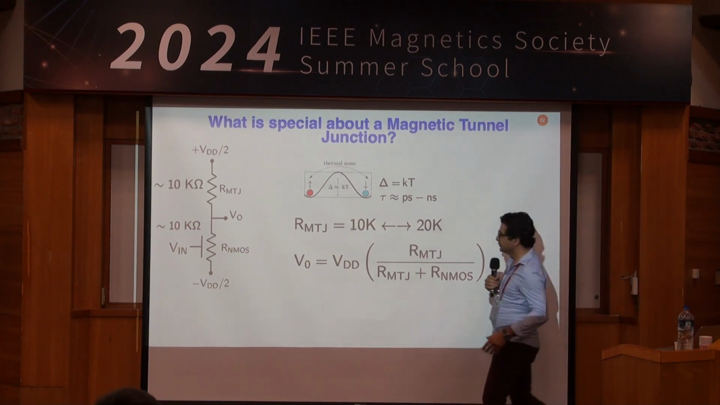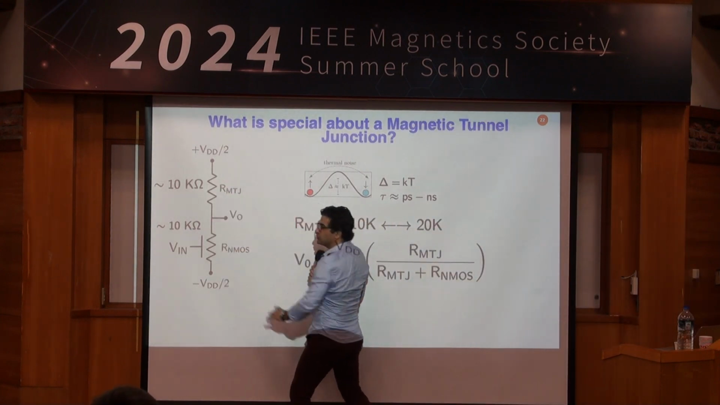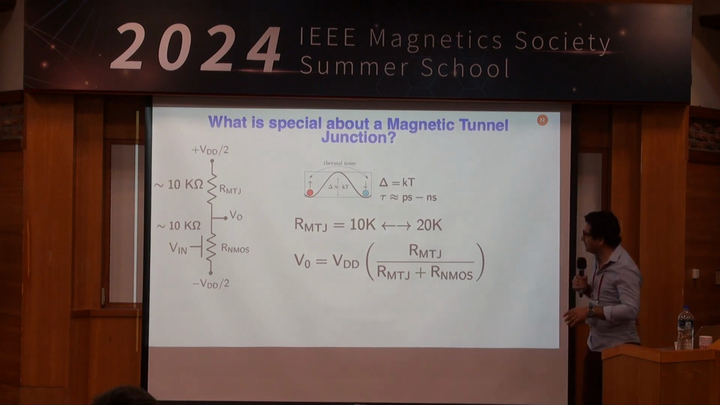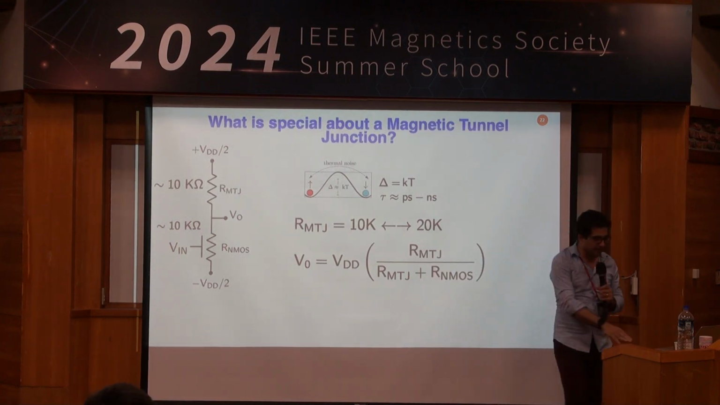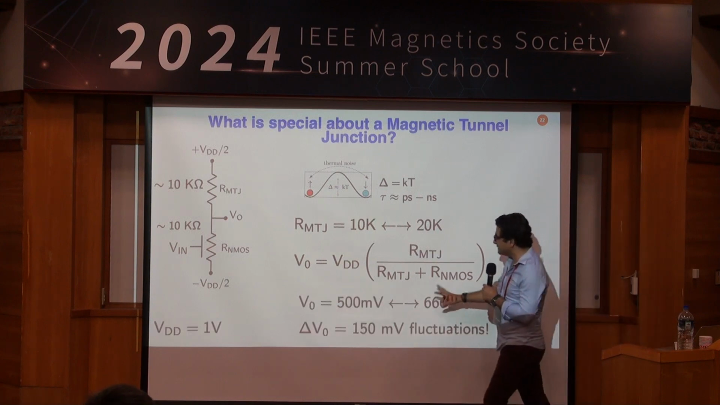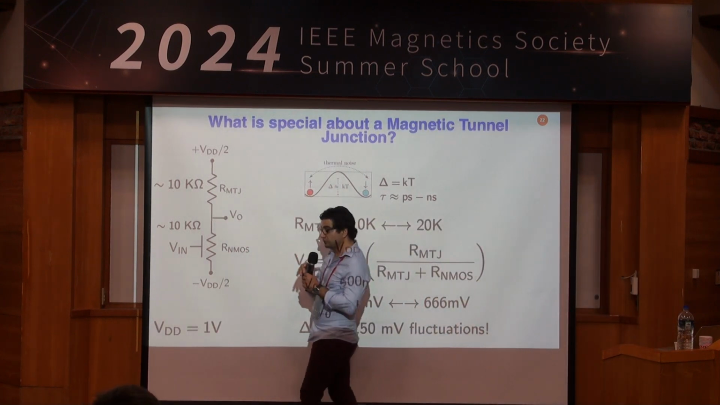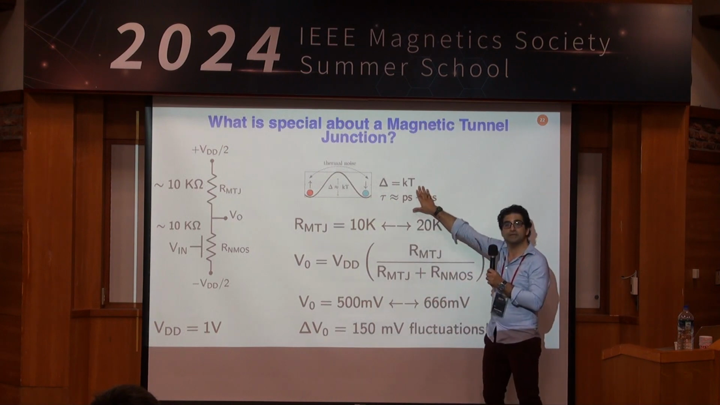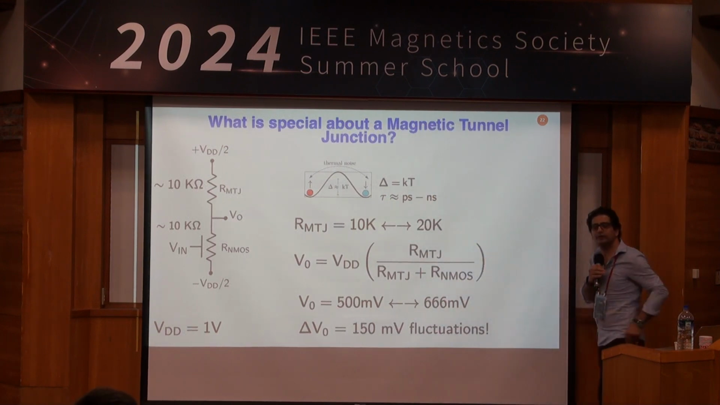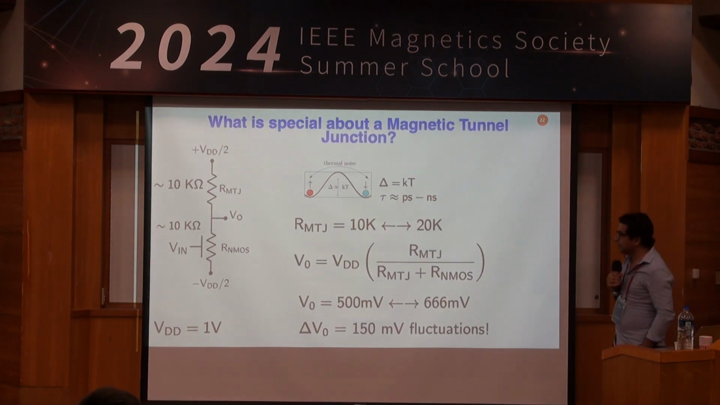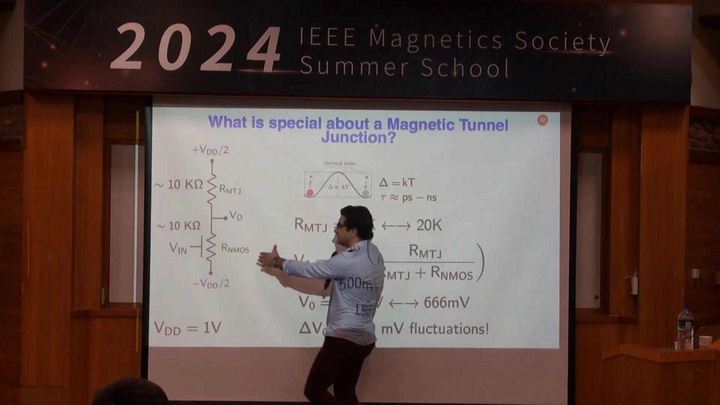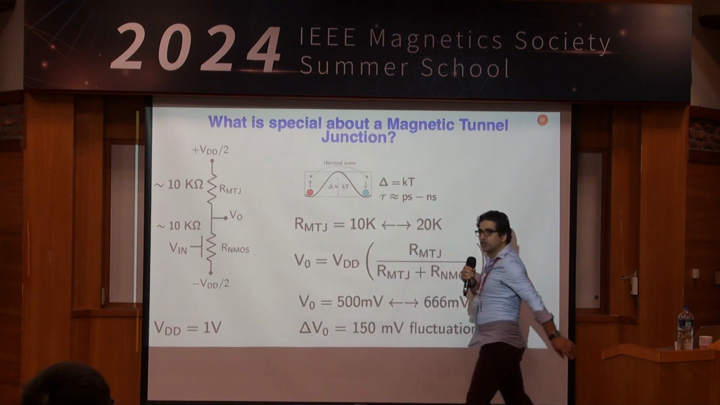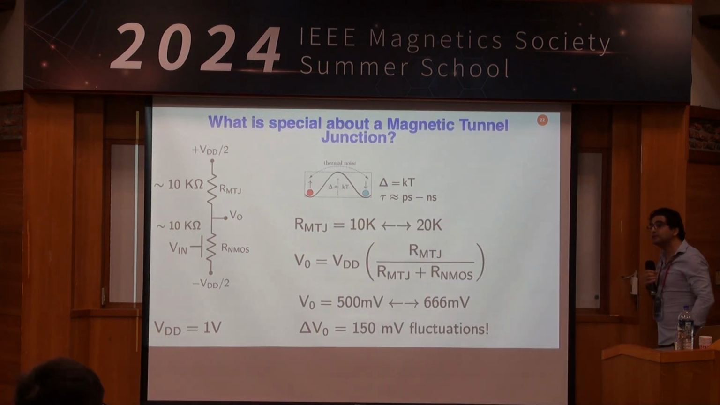Shouldn't it be Rn-MOS over Rn-MOS over Rn-3? I think so, but forgive me for that. I think this divider equation is wrong. But the basic math is, this fluctuation now, the V0, remember KT is KT. I still have access to 25 millielectron volts. But if my MTJ is going from 10K to 20K, and the transistor is at 10K, for a drop of a volt, I'm getting 150 millivolts of fluctuations.